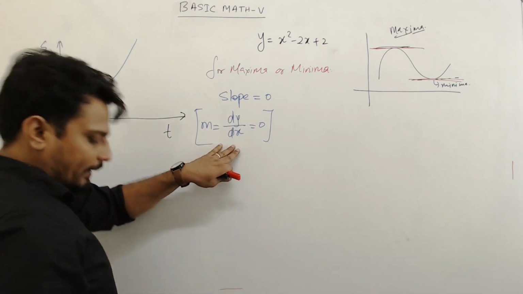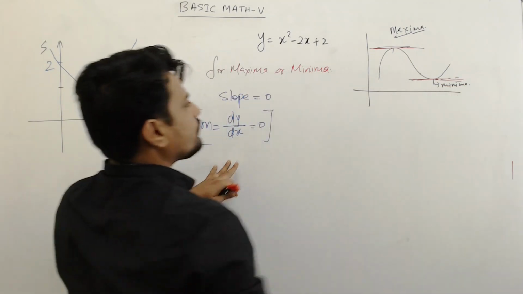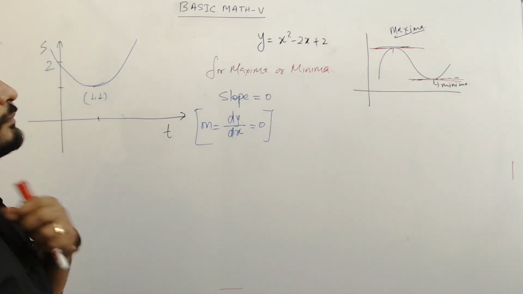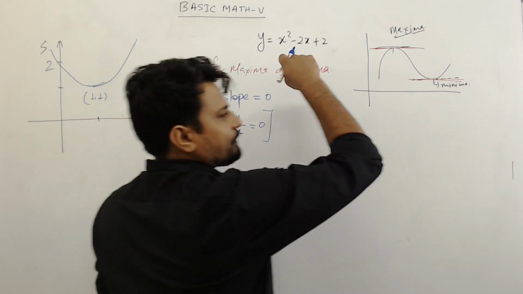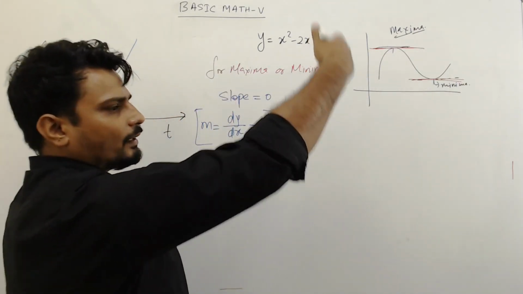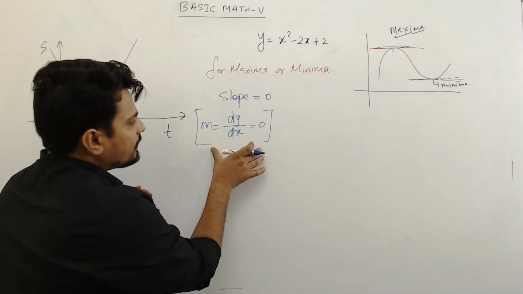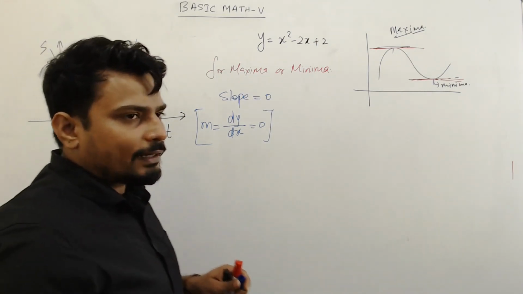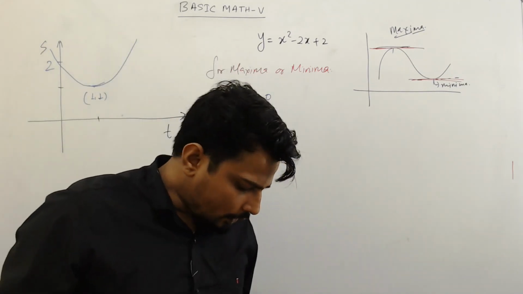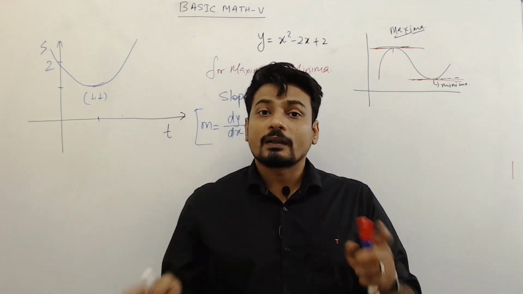Now this is going to help us to find the points where the slope is 0. Because if a tangent line is parallel to the x-axis, it will have 0 slope, and a perpendicular line will have infinite slope. Now once I'm done with this, we need to decide whether the point that we have got is giving you the maxima or the minima.